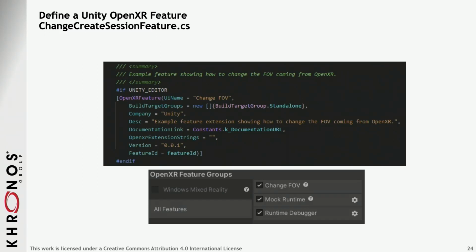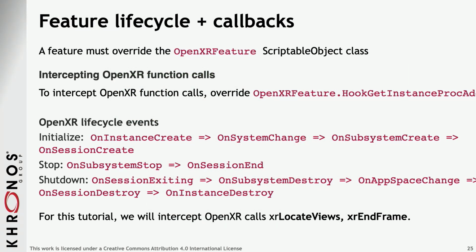So here we're defining a bunch of information for the editor that makes it show up in this feature group section. I went and modified all the intercept feature names, all the basic sample names, and renamed them to change FOV at this point. So I made those changes, and then the next step is there's this OpenXR feature class that the sample implements, and Christine is going to talk a little bit about that.